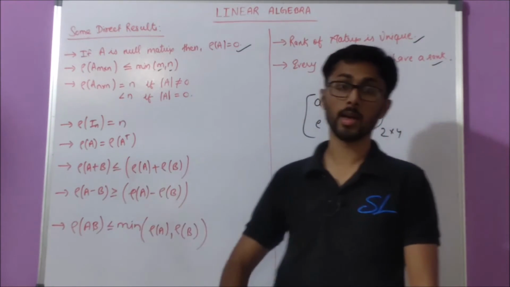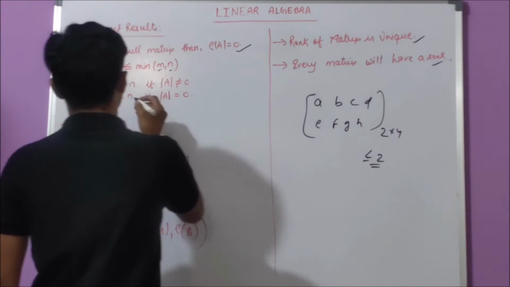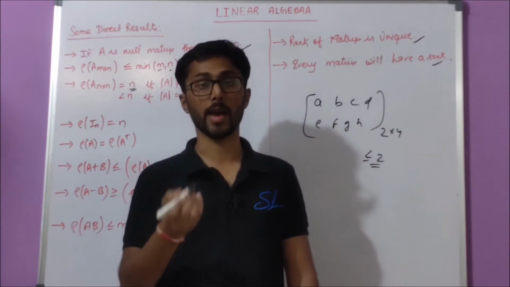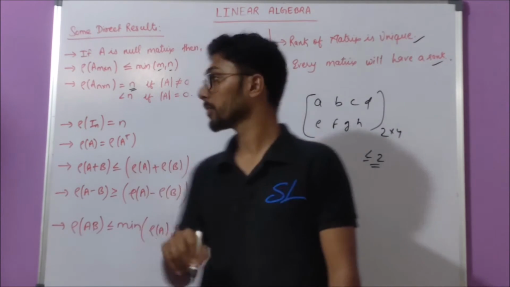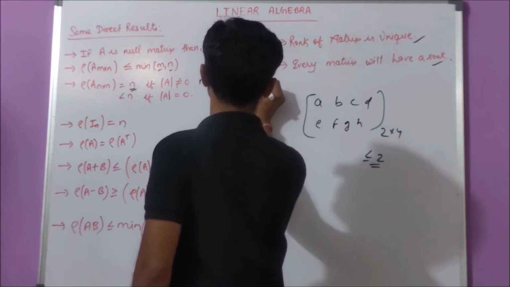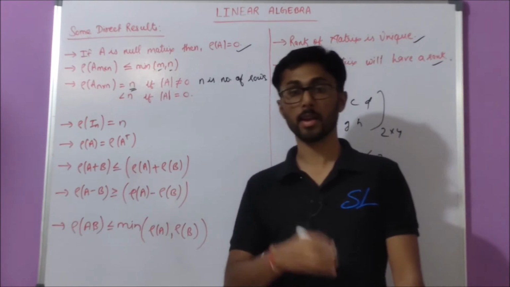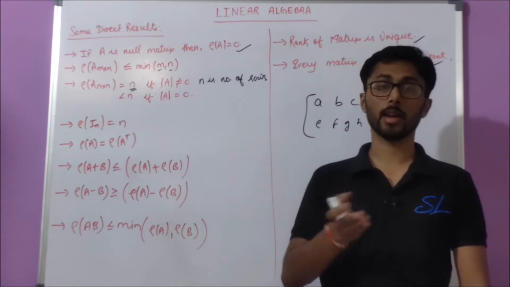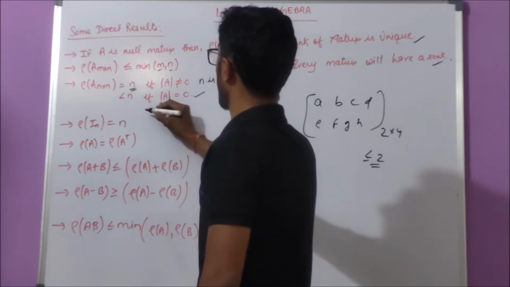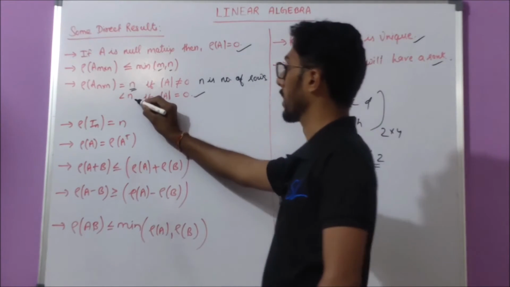Now if a square matrix is given and we find the determinant of the matrix and it is not equal to 0, then the rank of the matrix is equal to n, where n is the number of rows. And if the determinant of any matrix is equal to 0, then the rank of the matrix is less than n, and you have to find it by converting it into an equivalent form of the matrix. Then you can find its rank.